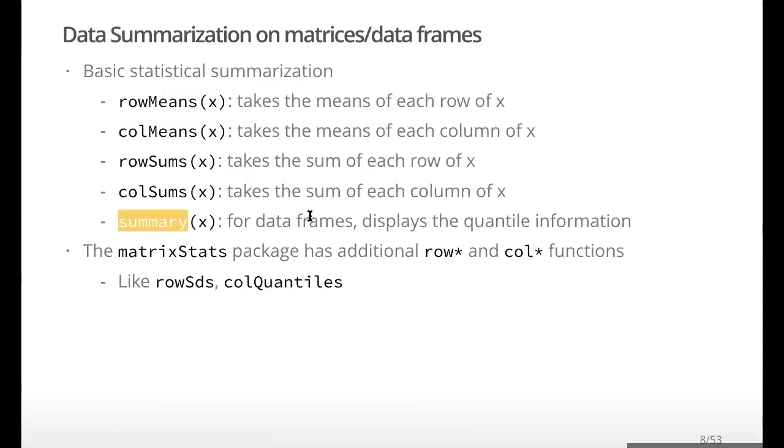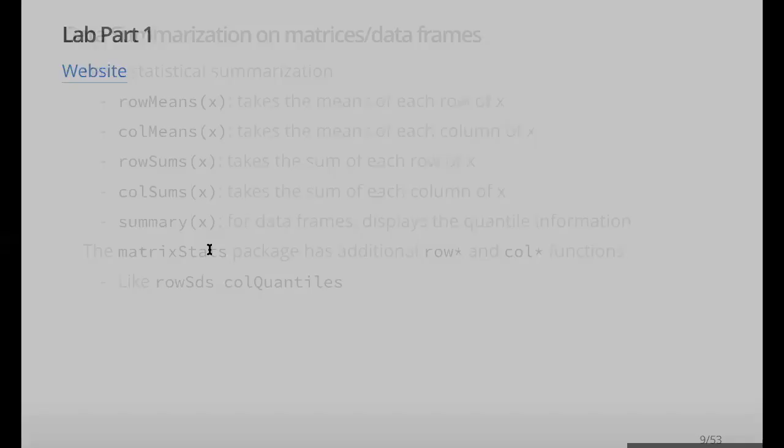Summary for data frames: we'll be using summary a lot more with respect to models, but for data frames it gives you information about the quantiles and how many missing values there are. There's an additional package called matrixStats that has additional row and column functions like row standard deviations and column quantiles. So if you say, I love these functions but I wish there were more, matrixStats pretty much has the ones that'll fill in what you need.